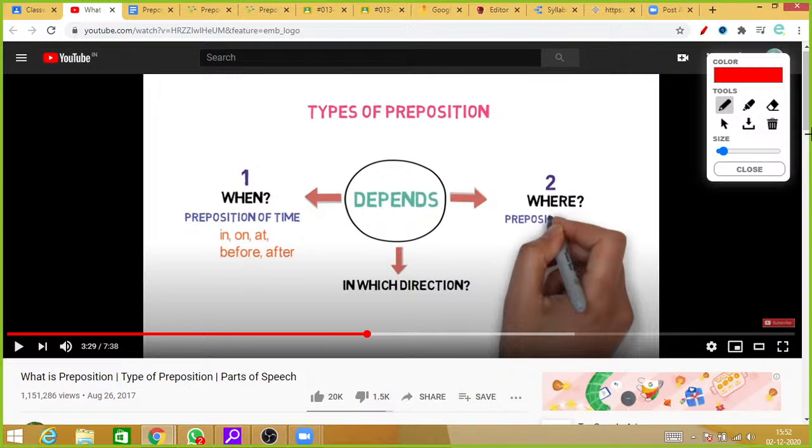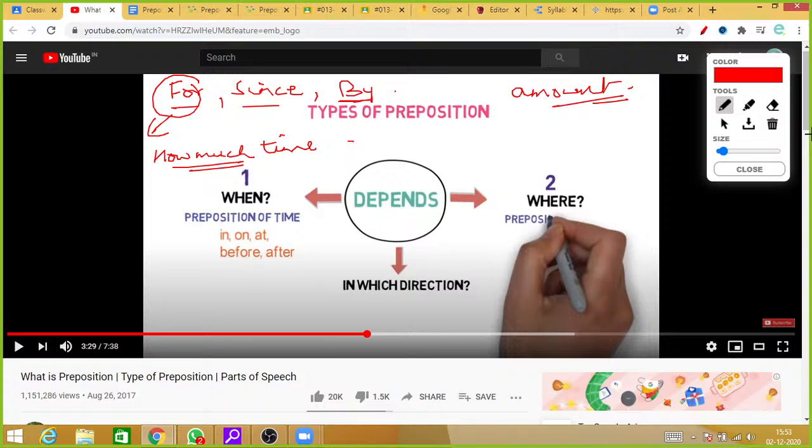Okay, then we'll go on to for, since and by. Do you know what these words mean when they are used? Does anybody know? Can you make a sentence using for? For means for some amount of time, to tell how long. For example, I have been teaching for 10 years. I have been studying for 10 years. I have been living in Noida for 30 years. Okay? So how much time? For is used for how much time. So it is a quantity.